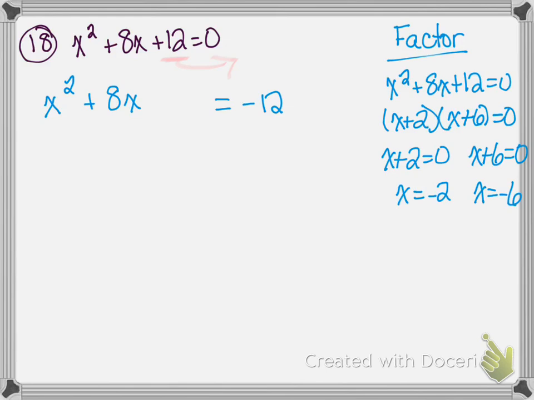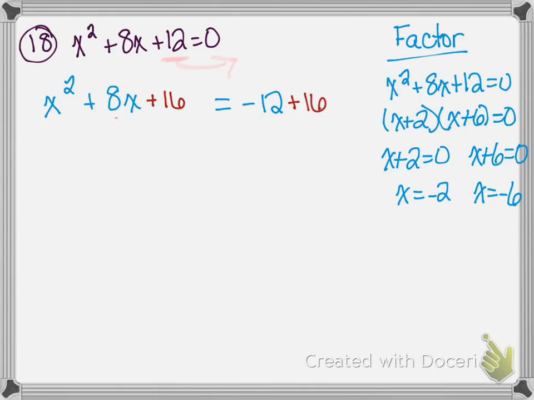Okay? Then my next step, and this is what sometimes confuses students, I need to take half of this value right here. So I have 8, and I need to take half of that. So half of 8 is 4. And then I'm going to square that. So 4 squared is 16. And that is what I add to both sides. So I add 16 to both sides.